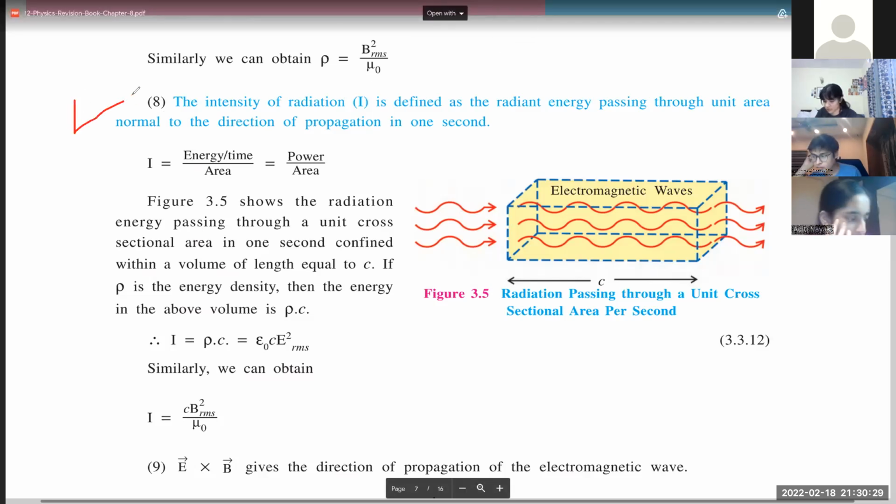Right, this line also. I think I forgot to tell. This blue line. Intensity defines the radiation passing through unit area normal to the direction of propagation in 1 second.